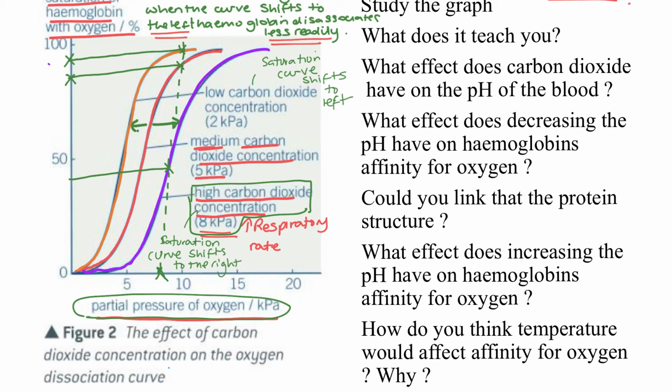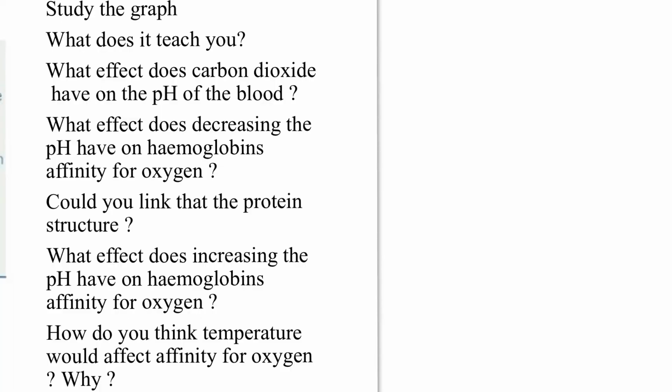So the next question we have to ask ourselves is why? Like on a molecular level, why? Well, we know that hemoglobin is made of protein, and we also know that carbon dioxide dissolves as carbonic acid. So carbon dioxide will dissolve as carbonic acid and it will lower the pH of the blood.